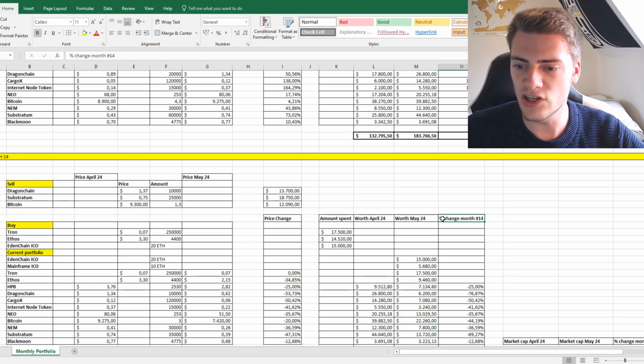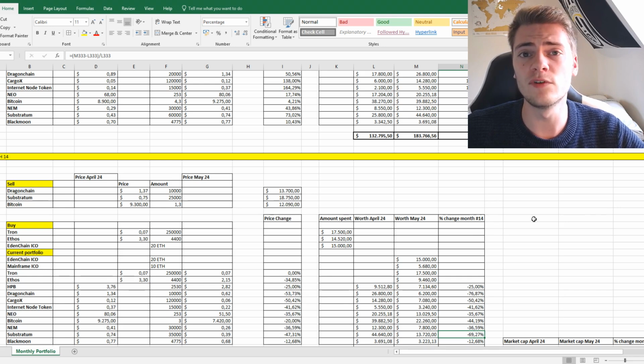So the monthly change for month 14, we see minus 77, but that is because I sold some Dragon Chain, so I sold 50% of it. Also, Substratum minus 69, and all the rest stays the same except for Bitcoin because I also sold some Bitcoin, but the rest is the same as the price change.